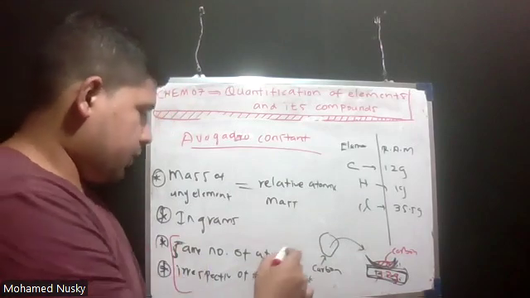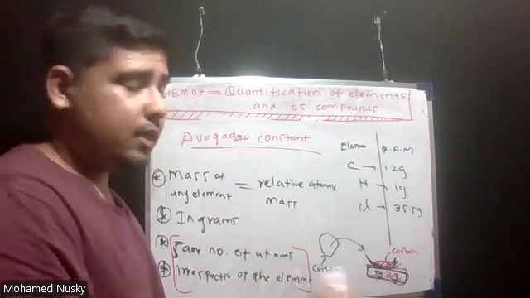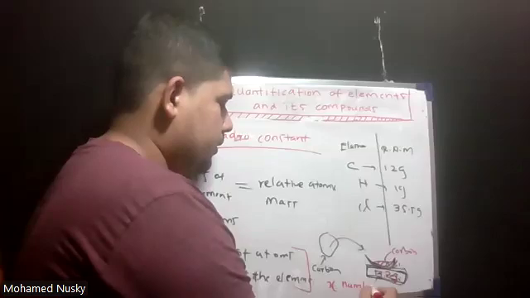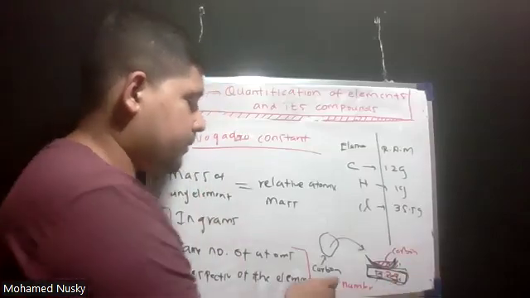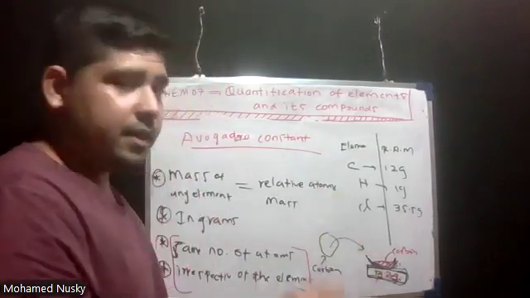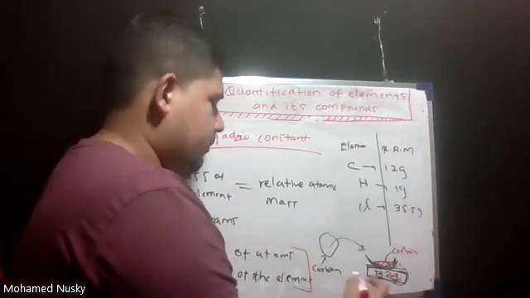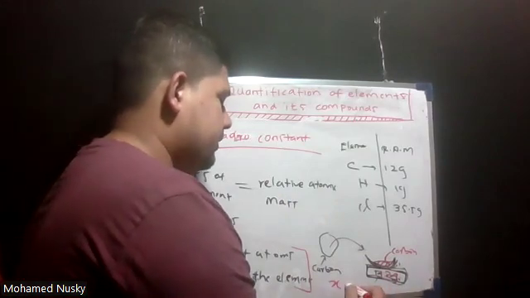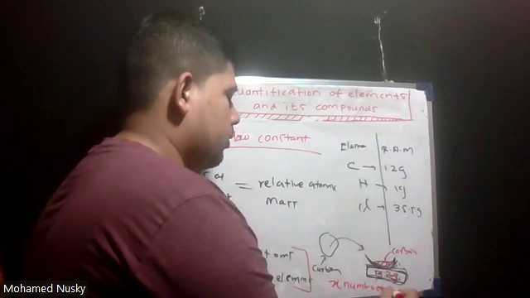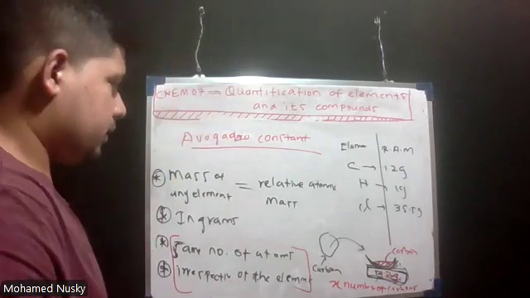Now, this is the point that you should understand. It will have a certain number of carbon atoms. Let me take, as an example, X number of carbon atoms. I don't know the value, but there will be X number of carbons.